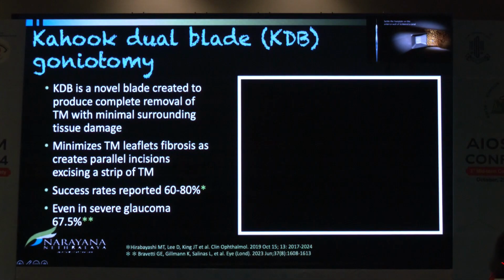Okay. Similarly, another surgery is the Kahook Dual Blade. This is a novel blade which is created to produce the removal of trabecular meshwork. So now we saw stenting of the angle. Now I'm going to tell you about the stripping of the angle. So you de-roof the Schlemm's canal for 90 to 120 degrees using this specialized blade called the Kahook Dual Blade.